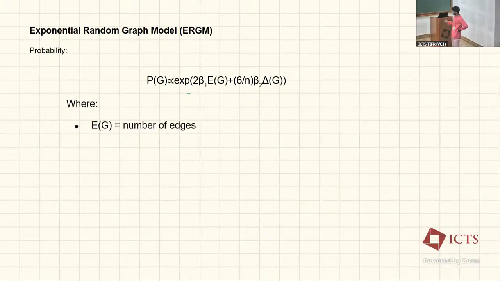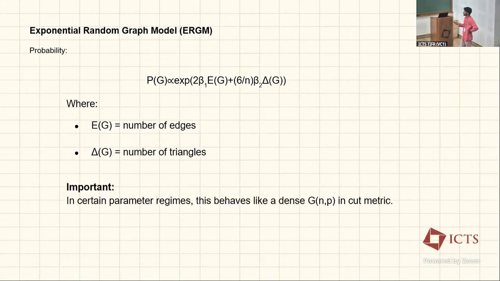Here we have the number of edges term, E(G), and then the number of triangles, Delta(G), with scaling 2 for the number of edges and n for the triangle densities. We believe that in some parameter regime of beta 1, beta 2, the ERGM behaves as a dense Erdős–Rényi graph, where p can be replaced by u star, the maximizer of the rate function which Elena showed in her first lecture.